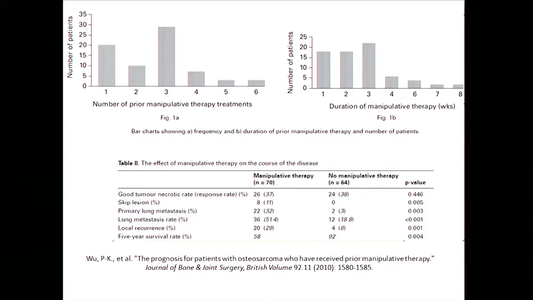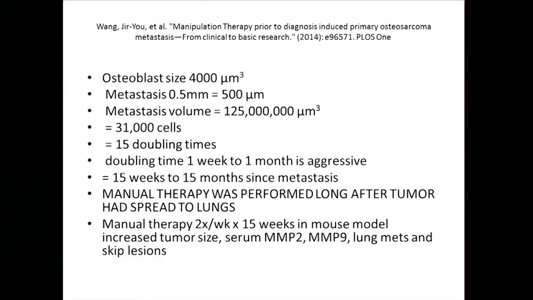Well, if I massage an osteosarcoma and I push something loose and it goes to the lungs and it grows, how long does it take to get to a size that I can find? Well, let's do some calculations. Here's the size of an osteoblast. Let's say you have really good imaging and you pick up a metastasis that's half a millimeter. Now, generally they talk about half a centimeter as a metastasis, but let's say it's half a millimeter. That's 31,000 cells.